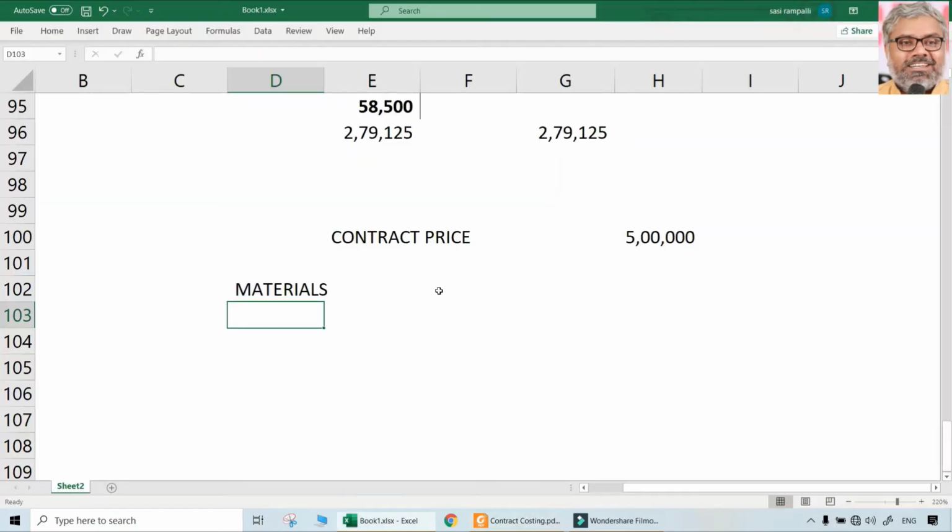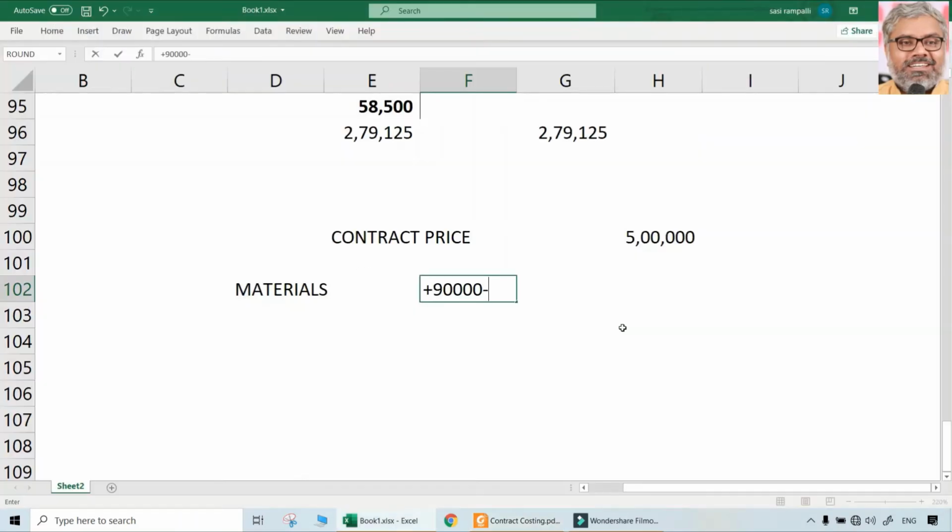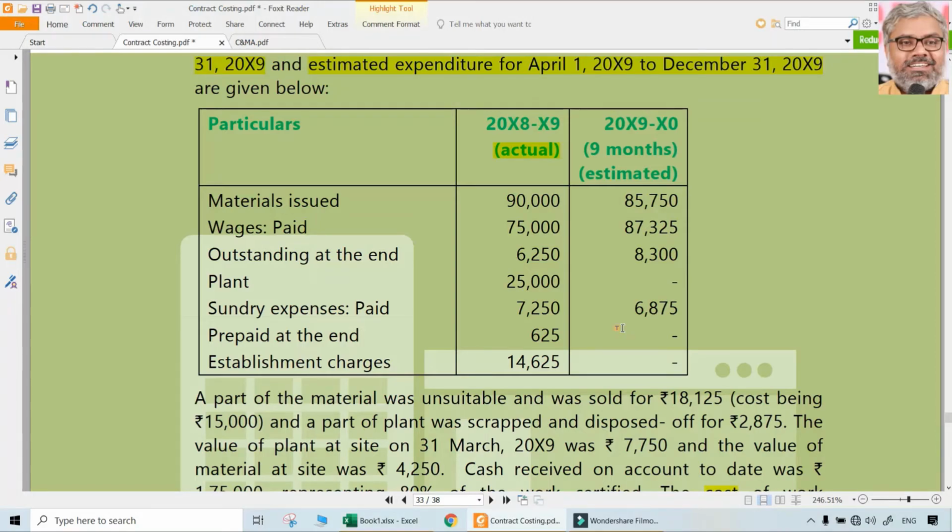Materials issued how much? Originally, that is 90,000, right? In that, 15,000 worth of materials are gone. Cost of them was 15,000. Profit anyway is already separate. That has nothing to do with the contract. So 15,000 worth of materials are gone from this 90,000.